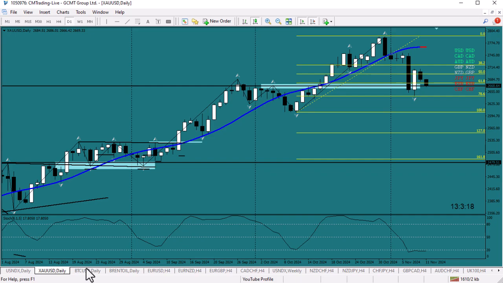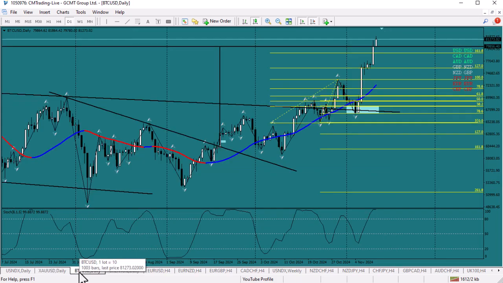Then we move on to Bitcoin. Obviously, with Bitcoin, I don't have to say much about it. I think you've all seen it on YouTube everywhere. Bitcoin flying up the page. Stalled there at 1.27, cut through that, and then hit that 1.618 as if it wasn't existing.